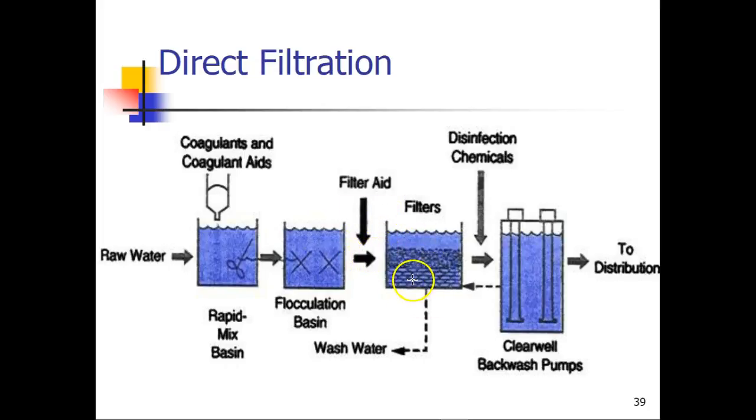We have our filters. Now, on our filters, we have all this crud that's going to get stuck in our filters. So we always need to backwash our filters, which means reverse the flow of water and put clean water through, and that's the dirty wash water that we want to dispose of then. But we add disinfection chemicals, and then it goes to our clear well. And again, any water that's being used for backwashing filters has to be clean water. But after that, it goes out to our distribution system.